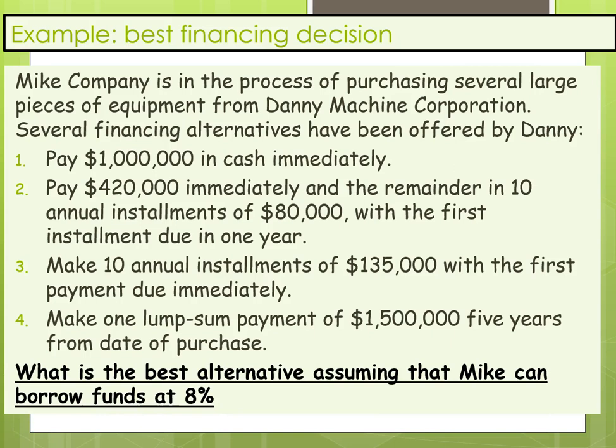We're going to assume that we can borrow at a rate of 8%. And now what we're going to do is look at the different present value tables, because we want to take alternatives 2 through 4 and turn those into today's dollars so we can compare them with paying $1 million today.